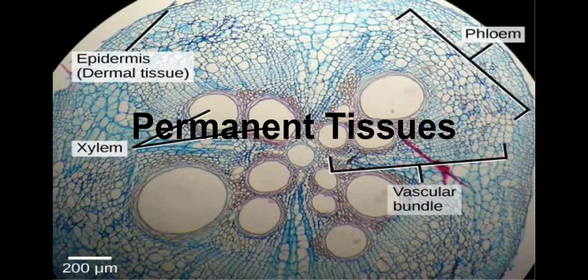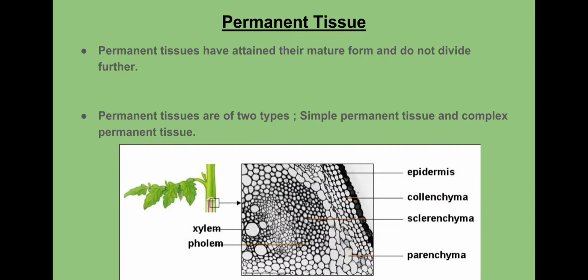Hello everyone. So today we're going to talk about permanent tissues. So what are permanent tissues? Permanent tissues are the ones which have attained their mature forms and they do not divide any further. Permanent tissues are basically of two types, simple permanent tissues and complex permanent tissues. So we're going to talk about both of them in a little bit detail.